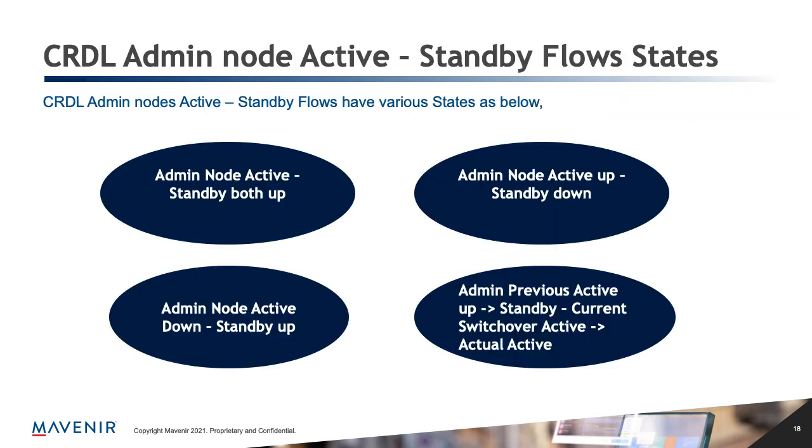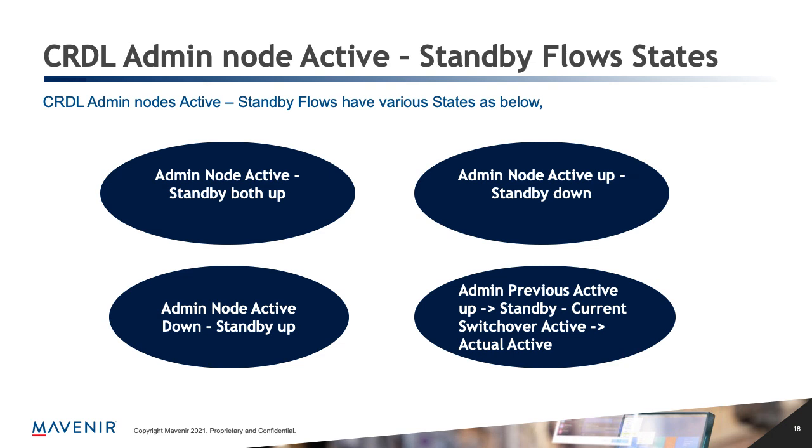Next, we will talk about the CRDL admin nodes active-standby flows, which have various flow states. As we talked about earlier, the admin works in an active and standby fashion. The first one is when the active admin and the standby admin are both up. The next is when the standby admin goes down: the active admin monitors the cluster seamlessly without any hindrance. If the active admin comes down, the standby admin gets promoted as active and starts monitoring the cluster. Once the previous active admin comes up, it becomes the new standby admin.